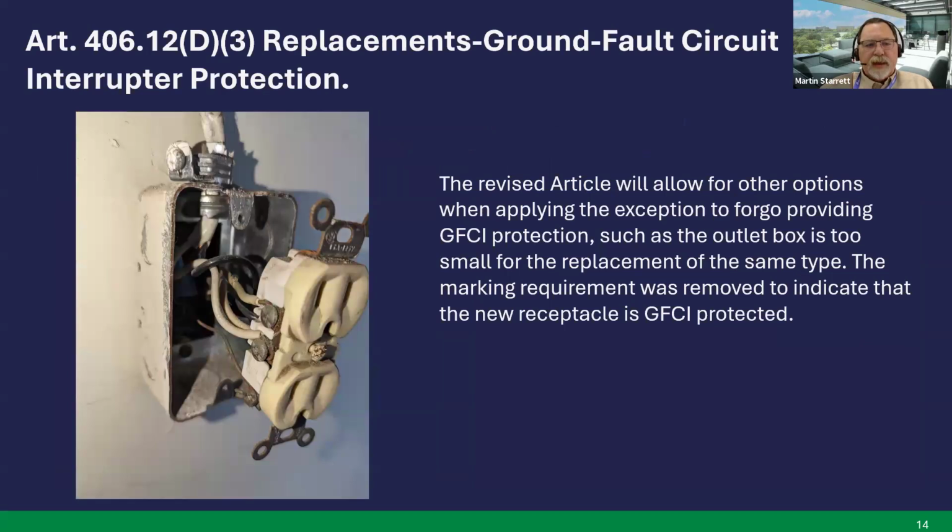Next slide. This one, I think I like this one. 406.12(D)(3), replacements, ground fault circuit interrupter protection. The revised article will allow for other options when applying the exception to forego providing GFCI protection. One of these is the outlet box is too small for the replacement of the same type. The marking requirement was removed to indicate the new receptacle is GFCI protected.